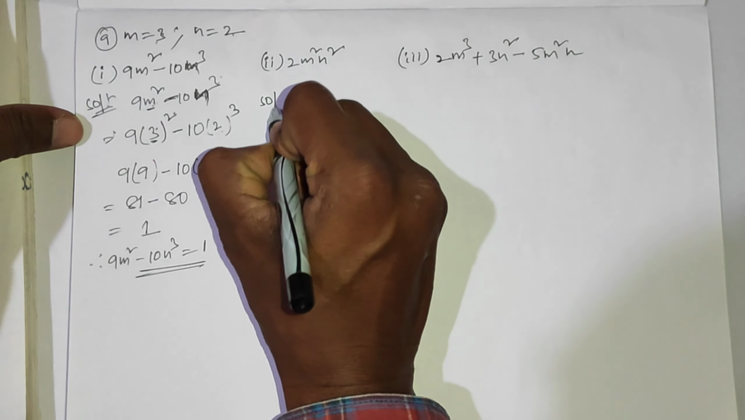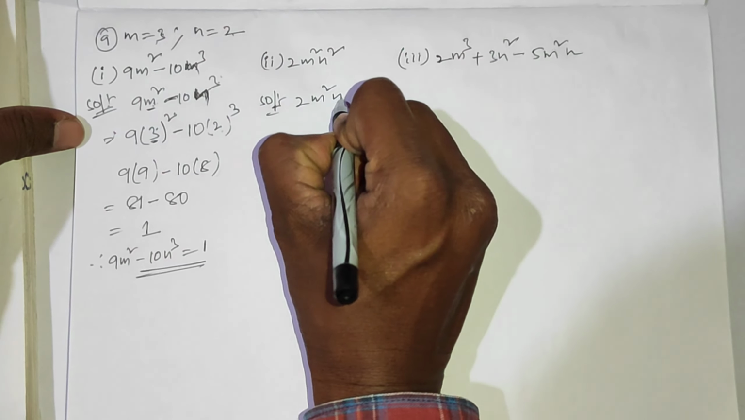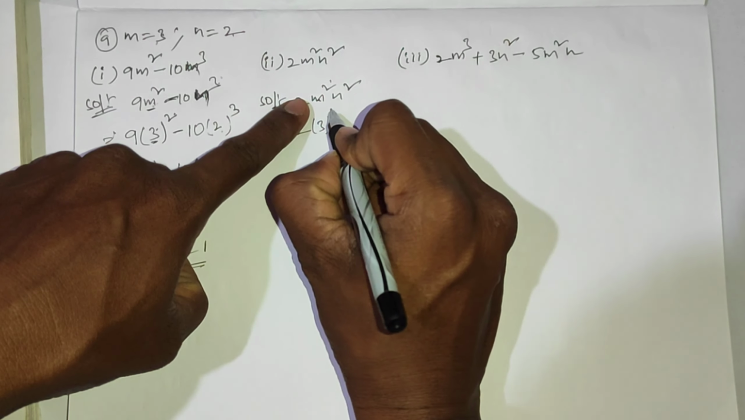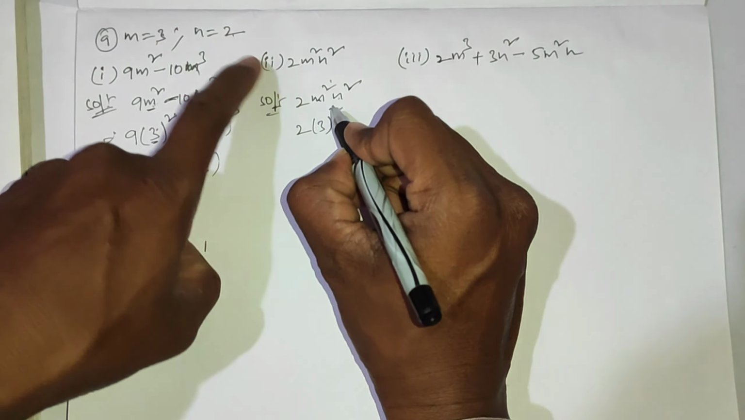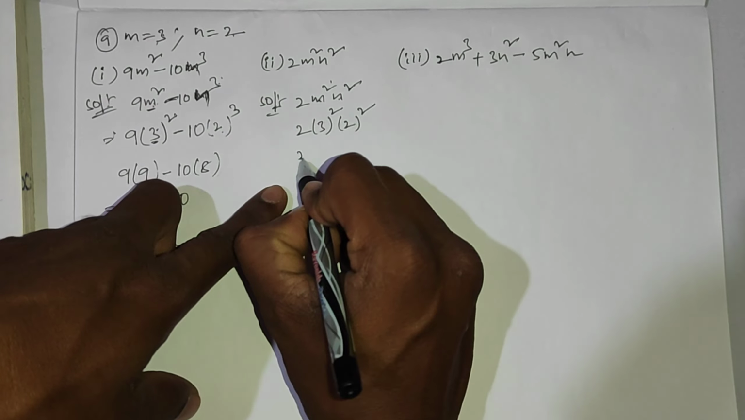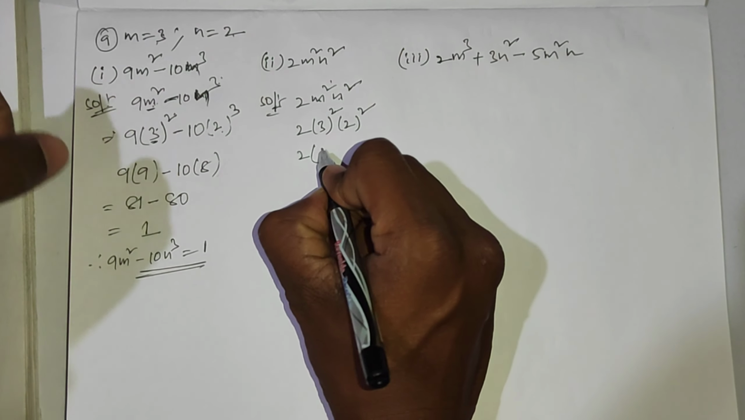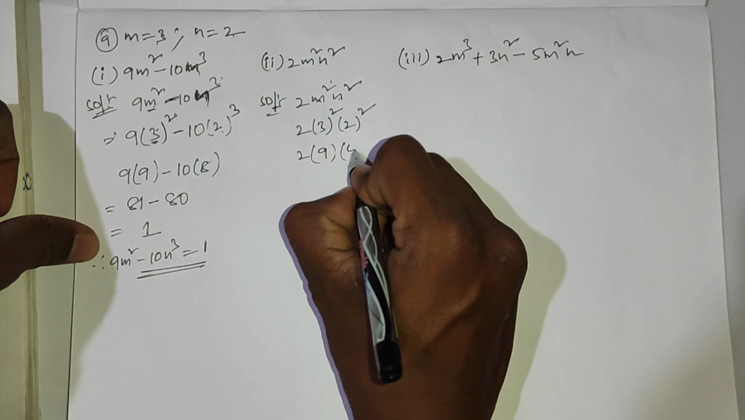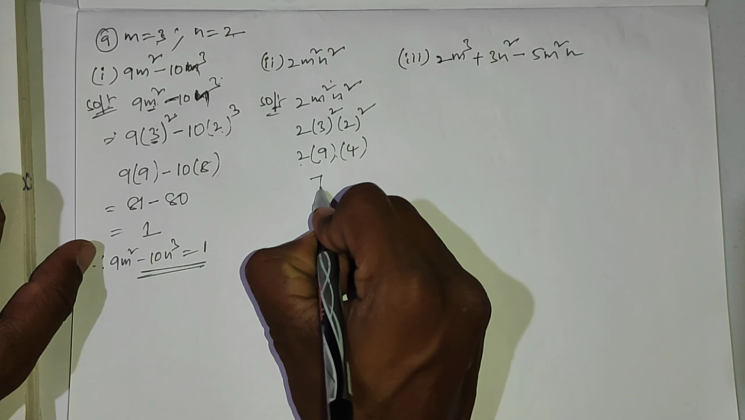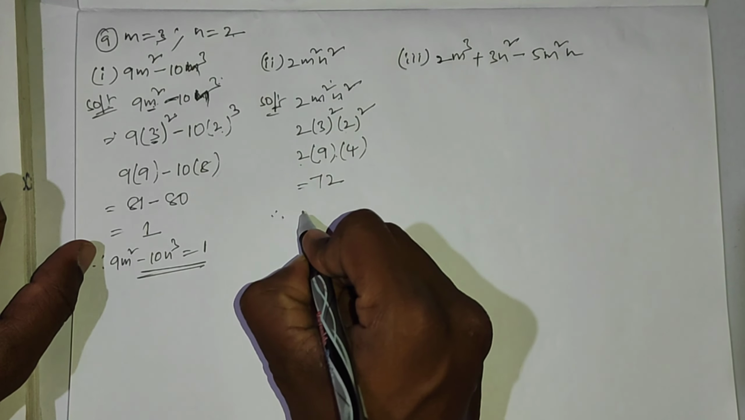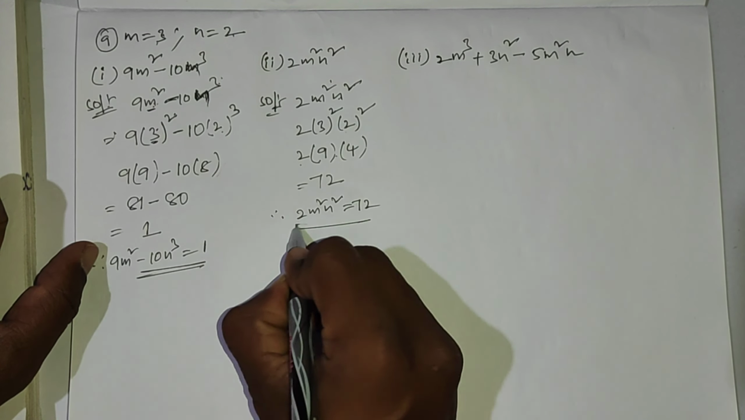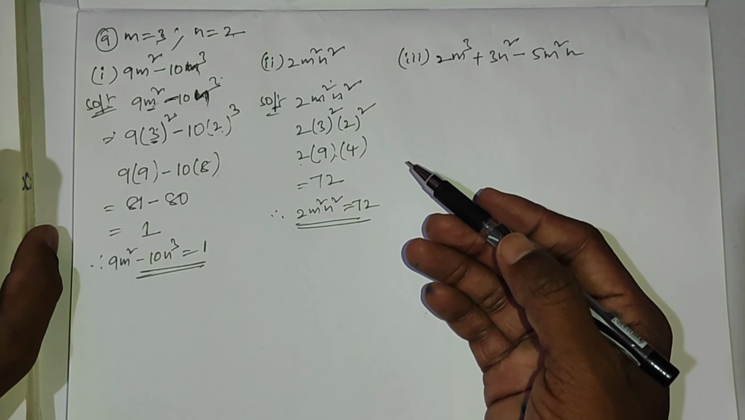Now second one. 2m square n square. Then 2 into m value given as 3, and m having square, so writing square as it is, into n square. N value is 2, and n also having square, so writing as it is. Then 2 times 3 square means 3 into 3, nothing but 9. 2 square means 2 into 2 is 4, right? 2 9s are 18, 18 4s are 72. Therefore 2m square n square is equal to 72. Just replacing the values, we will get the answer.